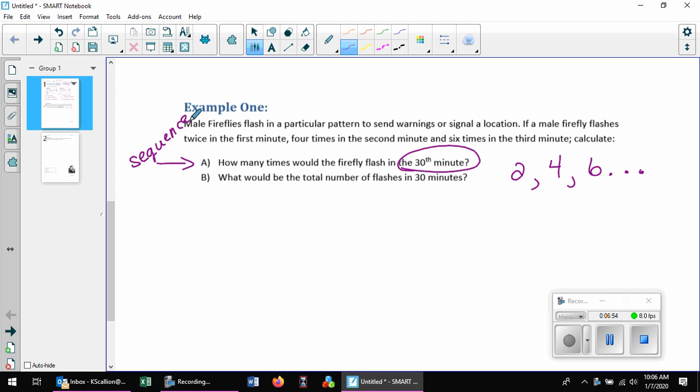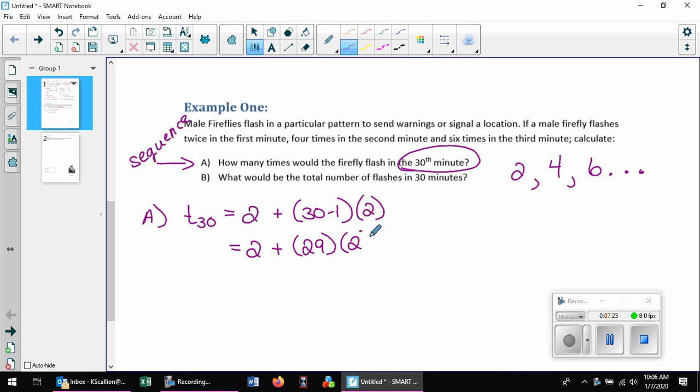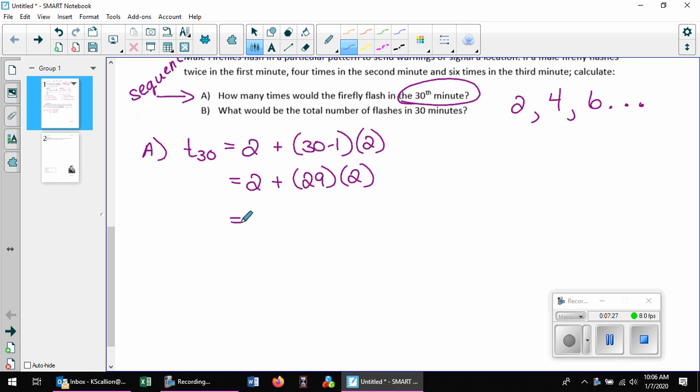So this is yesterday's, so for part A I'm going to use T30, because I'm finding the 30th minute, is equal to T1, the value of T1 is 2, plus 30 minus 1, times my common difference, which is 2 because I'm adding 2, so it's a positive 2. So 2 plus 58 is 60. So in the 30th minute, that poor firefly has to flash once every second.